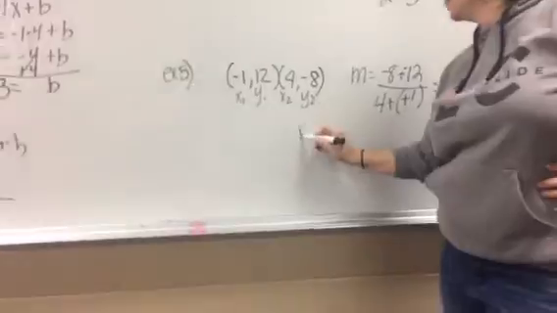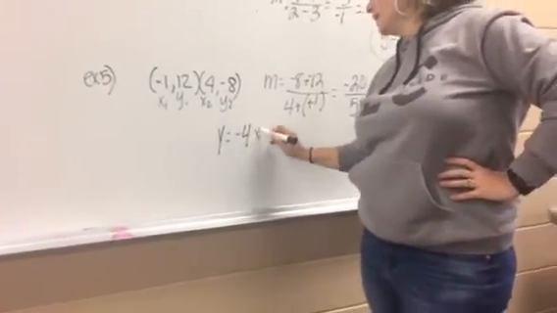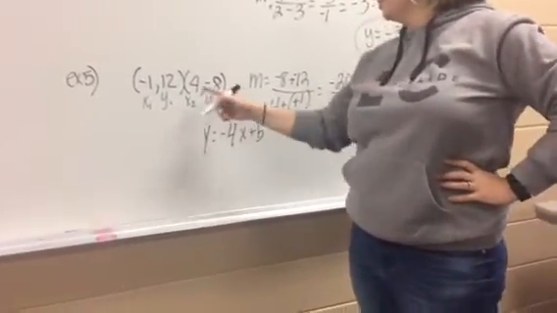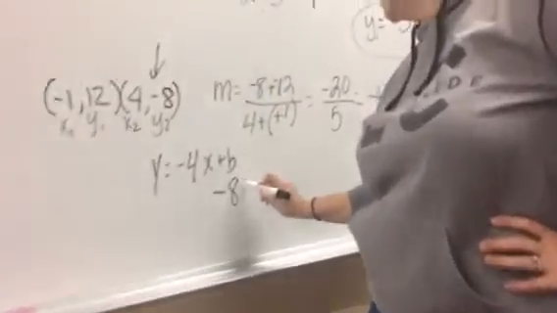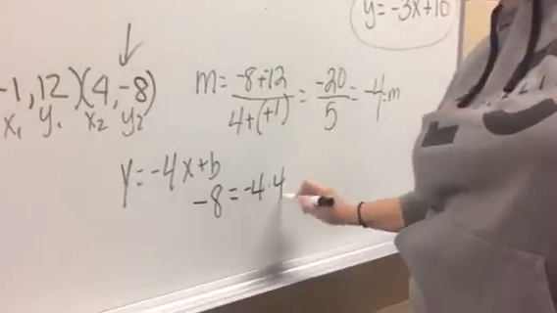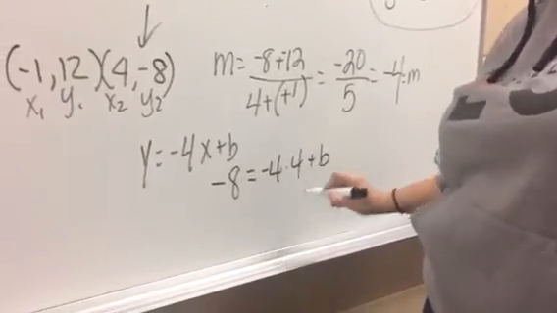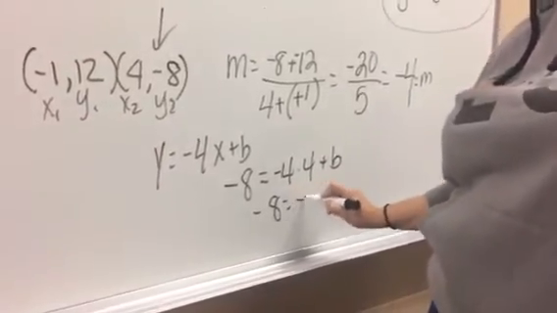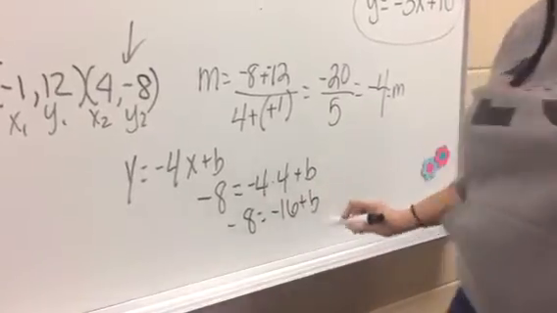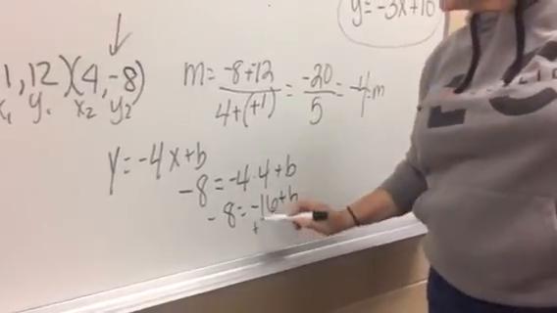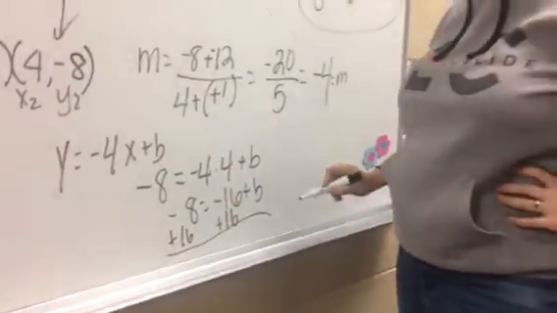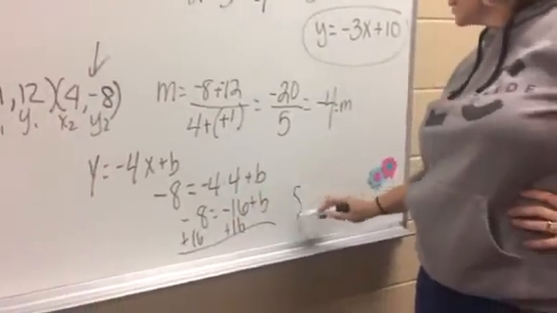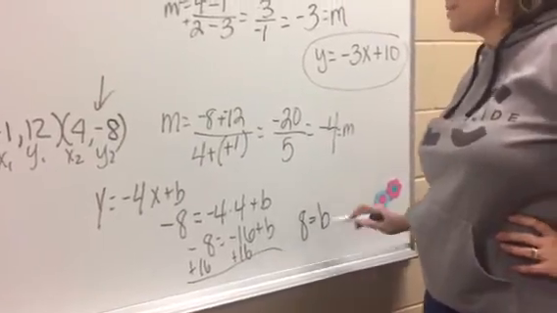So now I have y equals -4x plus b. Pick either point. This time I'll use this one. Y is -8 equals -4 times 4 plus b. -8 equals -16 plus b. How do I get b alone? I have to add 16 to both sides. Now I have two opposite signs, so I subtract and take the sign of the bigger number. b equals 8. Let's finish the problem over here.